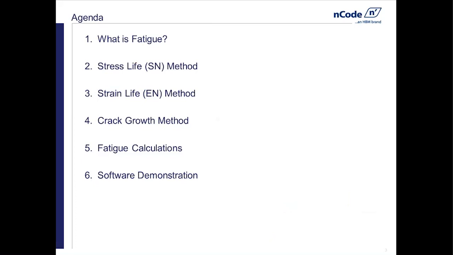Then we'll move on to looking at one of three different methods. We'll look at these one at a time. First, the stress life method. Secondly, the strain life method. And lastly, the crack growth method, all of which are ways of trying to understand product life. How long until a crack begins, or how long until a crack that has begun becomes a serious problem. So we'll look at those three methods.